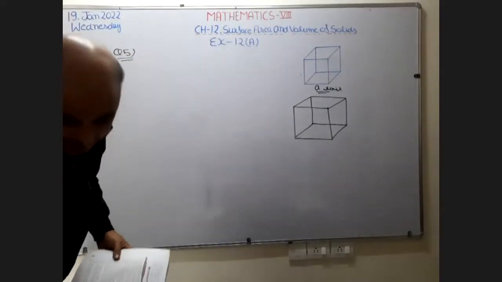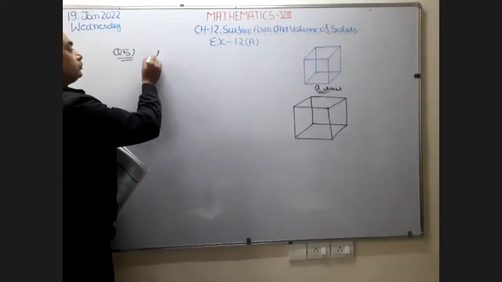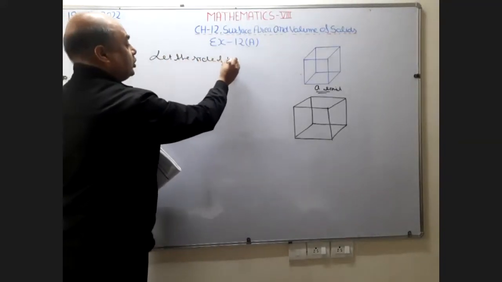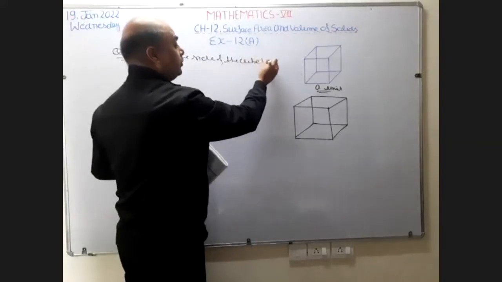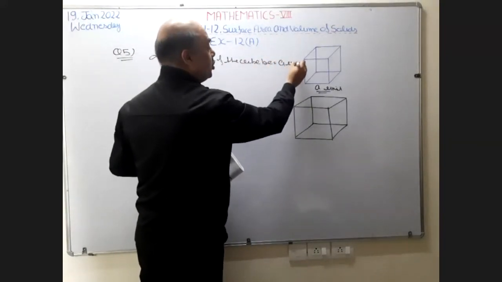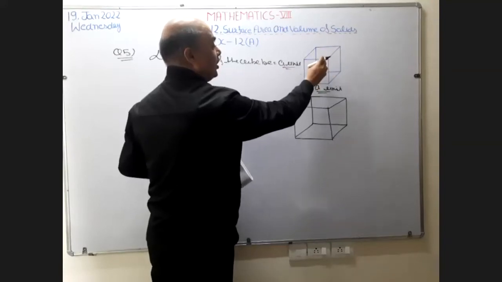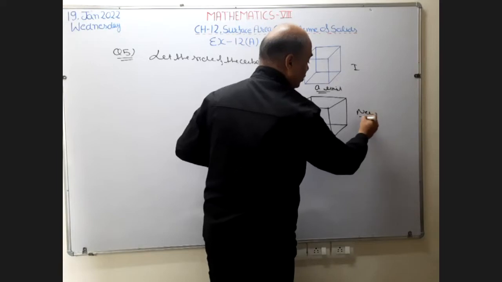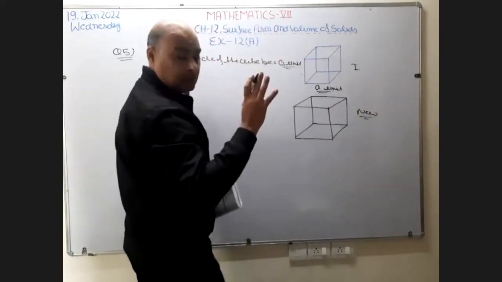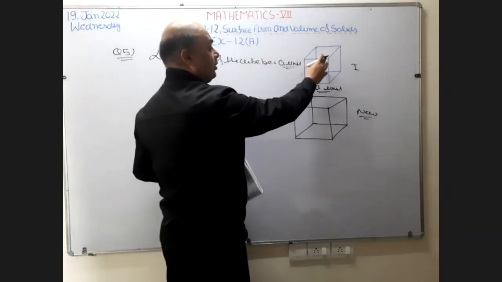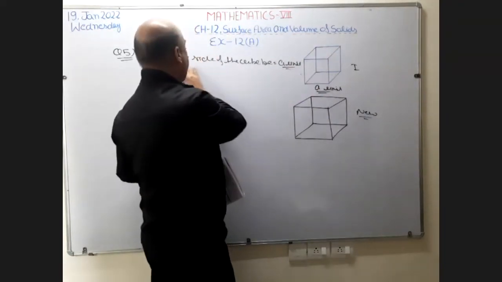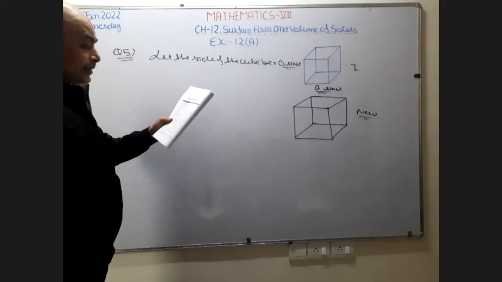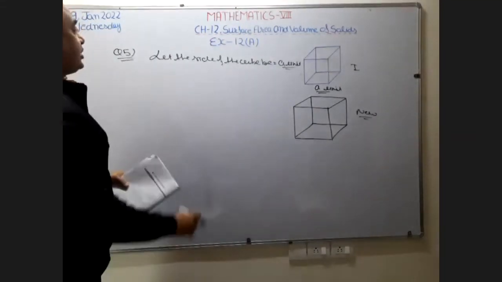So write first, let the side of the cube be A unit. I suppose this is the side of your first cube. So this is the first cube, and this is your new cube. After increasing the side, the shape is going to be like this. The side of the cube is not given, so let the side of this first cube be A unit. Now we are going to find the surface area.